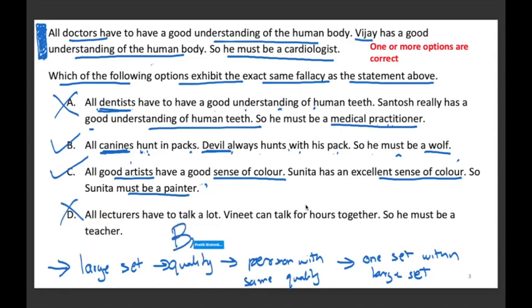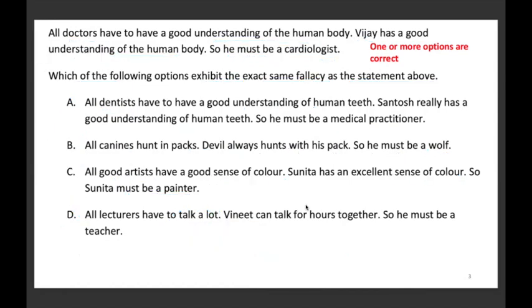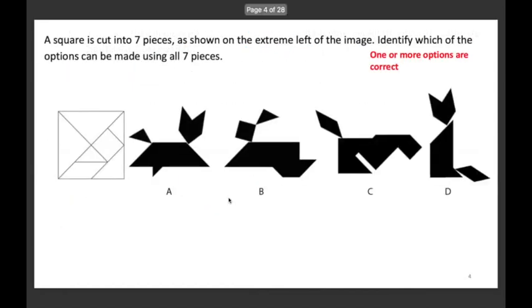Hence B and C are the only correct ones. Okay, we'll move to the next one. A square is cut into 7 pieces as shown on the extreme left, which is this. Identify which of the options can be made using all 7 pieces.